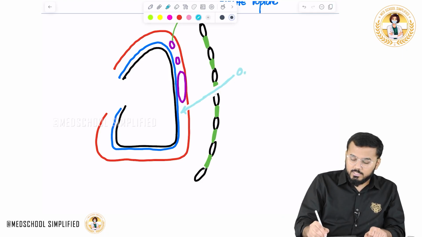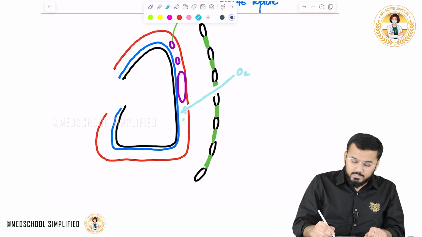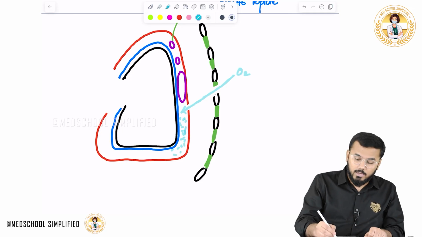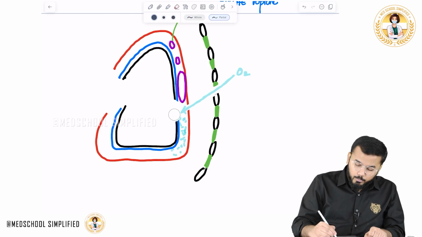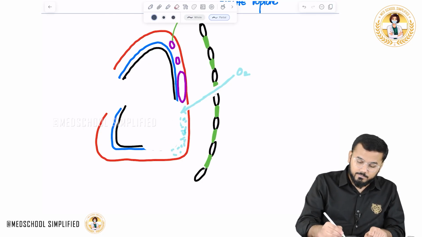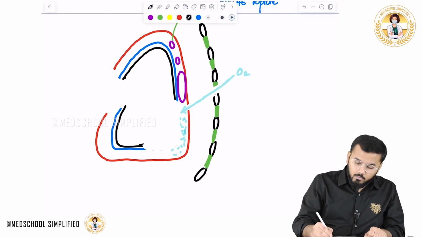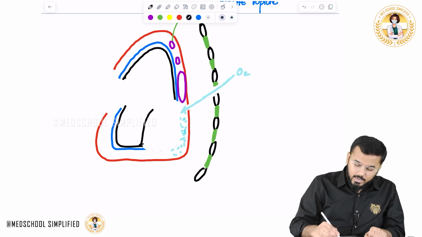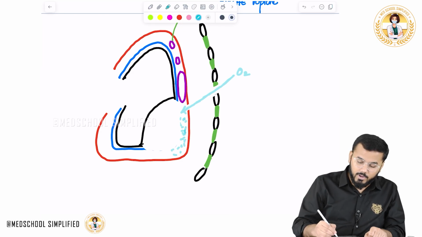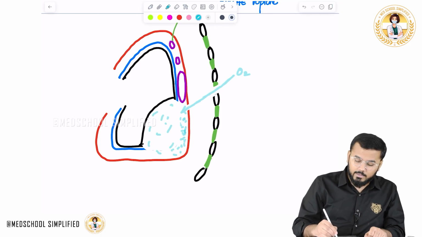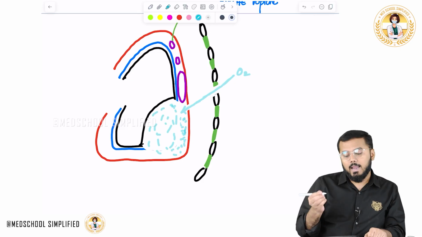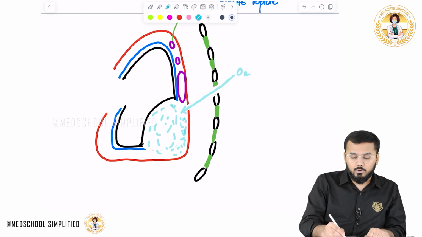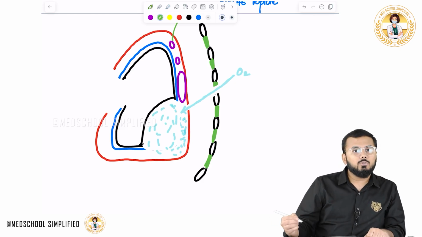Okay, so oxygen, the air that is entering inside, starts depositing within the lung. Not only does it deposit within the lung, this air will also push the lung surface. So what will happen is, if you can see, the lung is completely compressed here. Why? Because there is a lot of air here. Now can I tell the lung volume is decreased? Yes or no? The lung volume is reduced significantly.